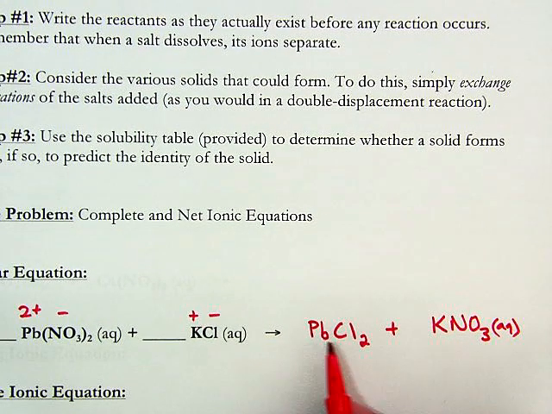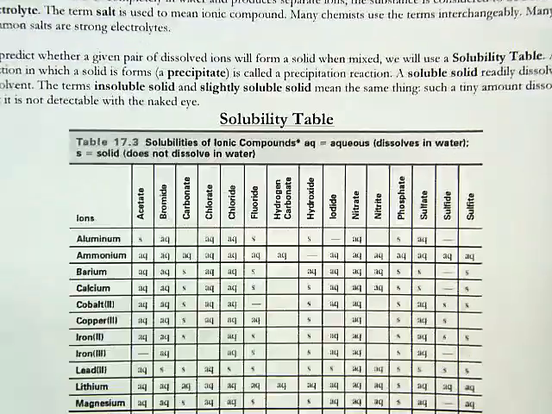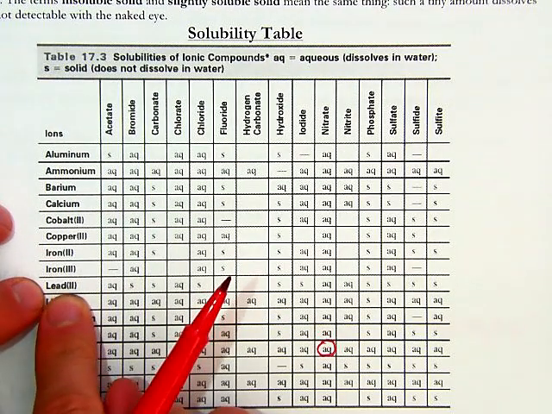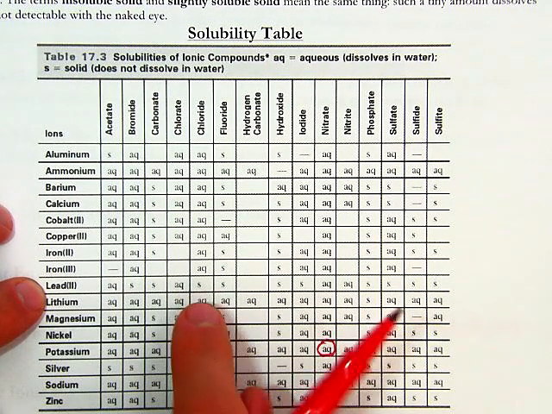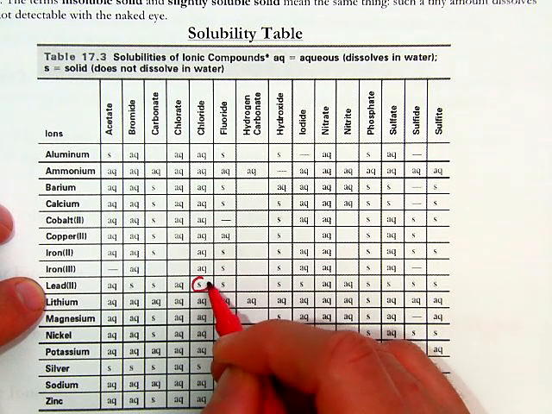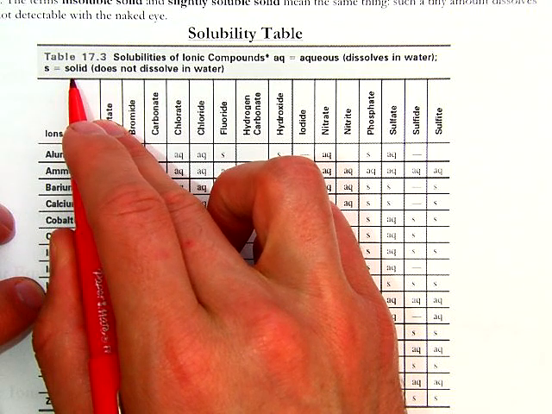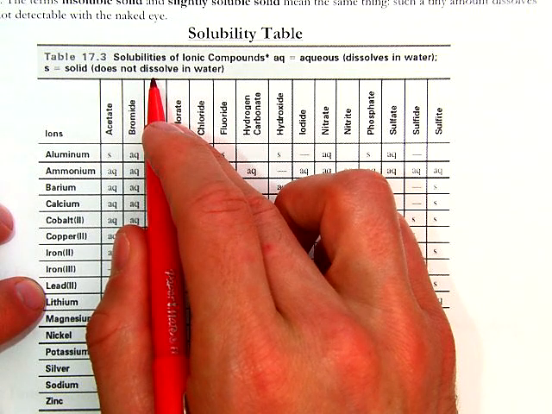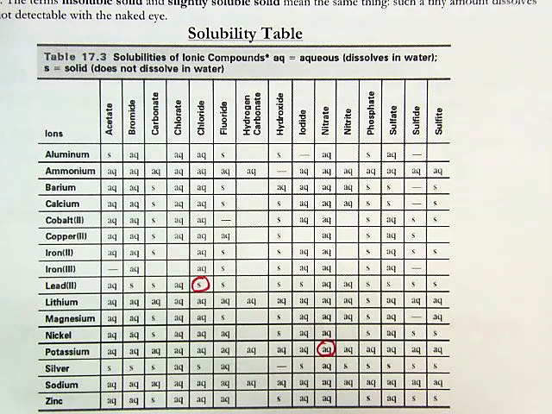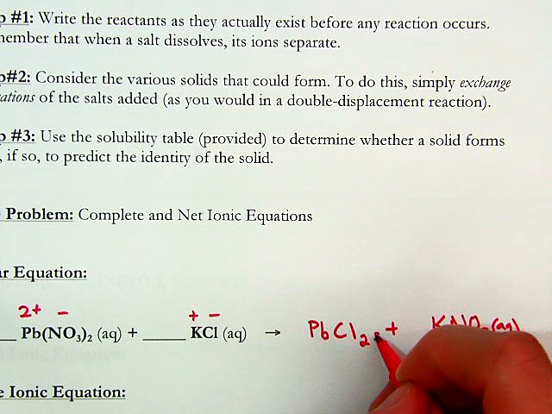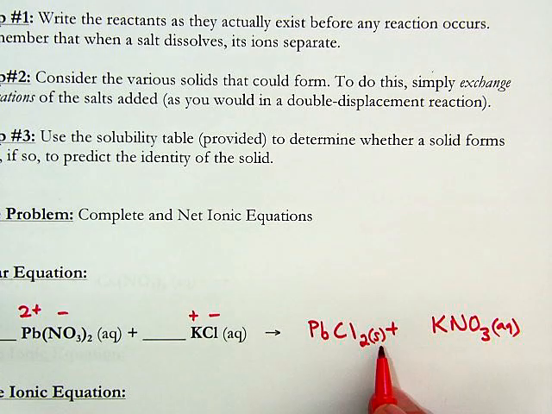Pb is lead, and Cl is chlorine, which we call chloride. So lead chloride, the charge of lead is 2, so we call that lead(II) chloride. So here we have lead with the Roman numeral 2, and then chloride. Look at that. What do we have? S. S means it's a solid, a precipitate, does not dissolve in water. So lead chloride, S. That is our solid. That's our precipitate.